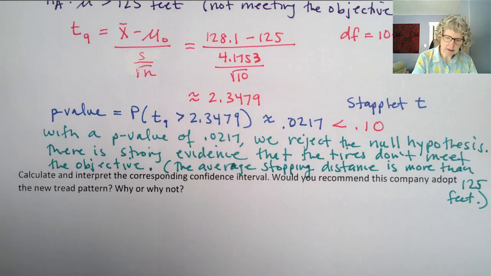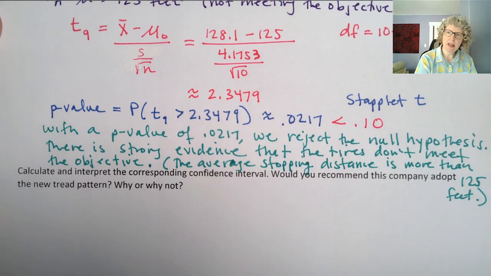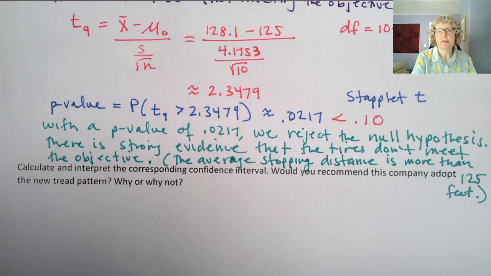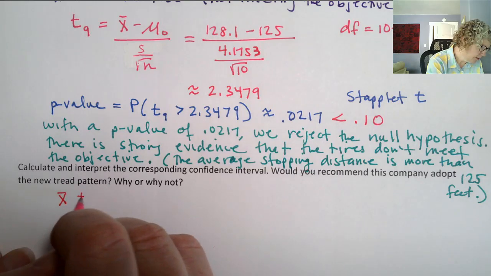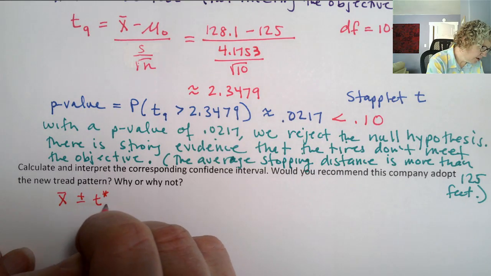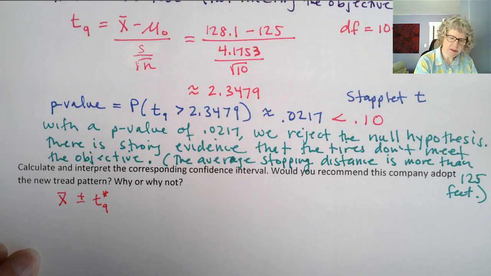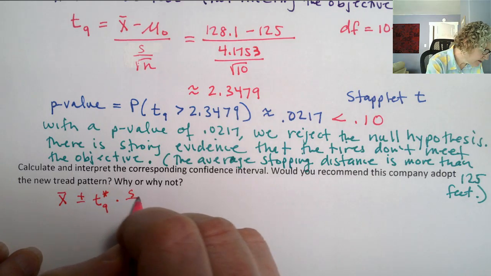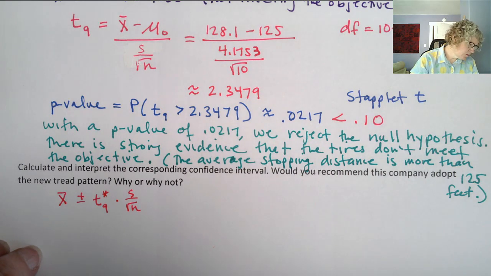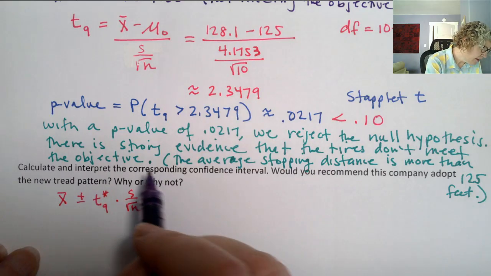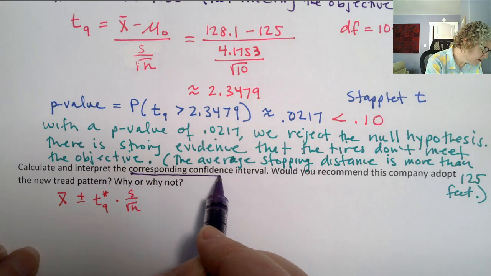Why or why not? Okay, so now we get to practice our confidence interval again. And both of these together give us a more complete picture of what's going on. So let me write the formula out again. It's x bar plus or minus t star, and I'll put a 9 on it since our sample size is 10, times s over the square root of n. Okay, so I think I skipped over one part though. Calculate and interpret the corresponding confidence interval.